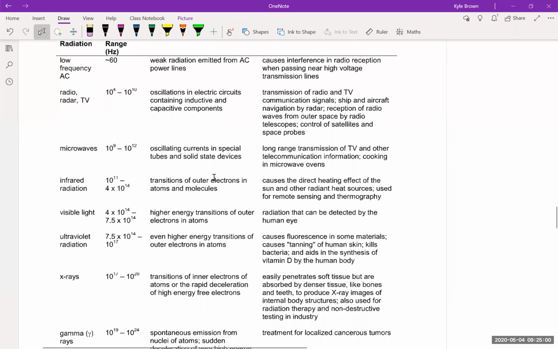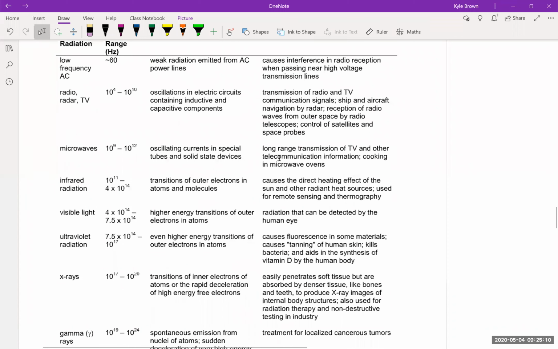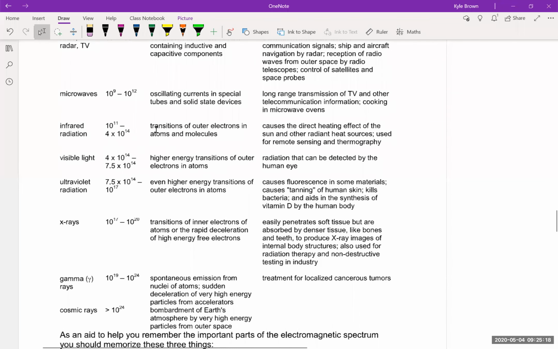Okay, and then microwaves, oscillating currents. In general, I know I said you have to know how they're produced. You won't need to know the exact details of all of these, but just generally. So now infrared radiation is going to be transitions of outer electrons in atoms and molecules.